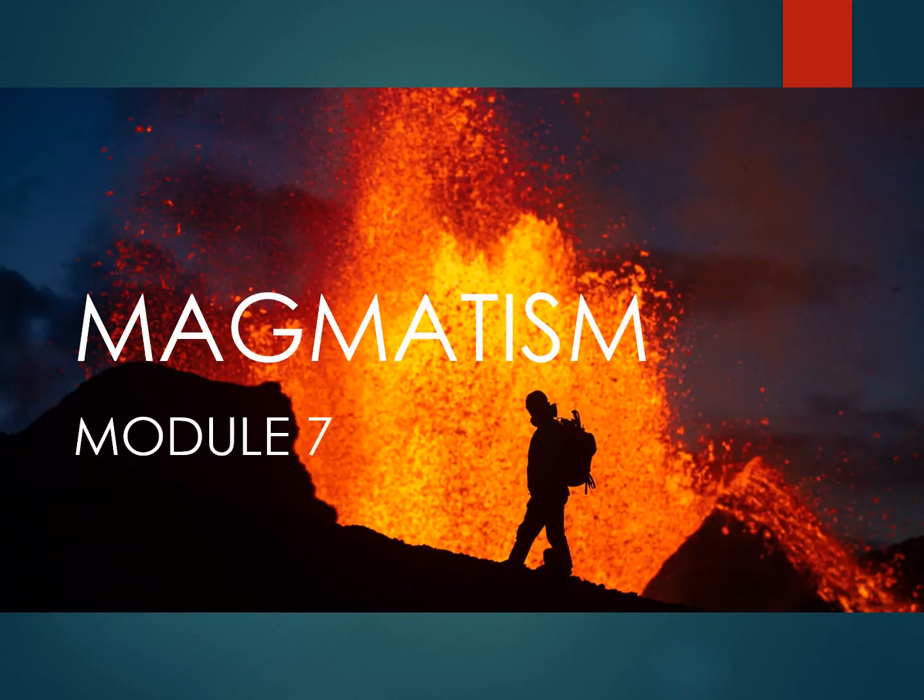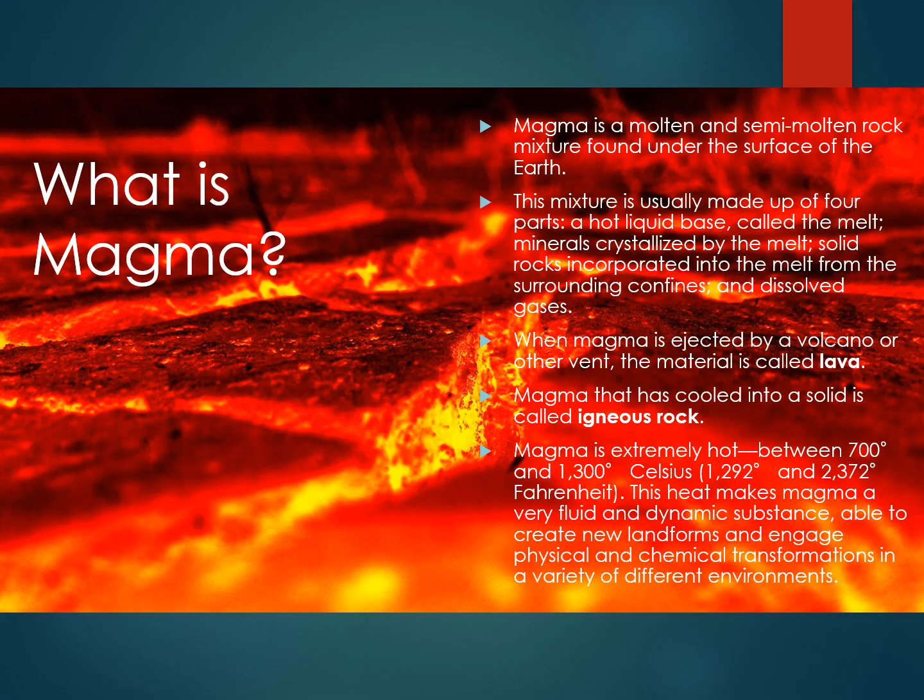Our second topic is about magmatism. Magmatism is the result of the transfer of heat from the core to the other parts of the Earth. What is magma? Magma is a molten and semi-molten rock mixture found under the surface of the Earth.